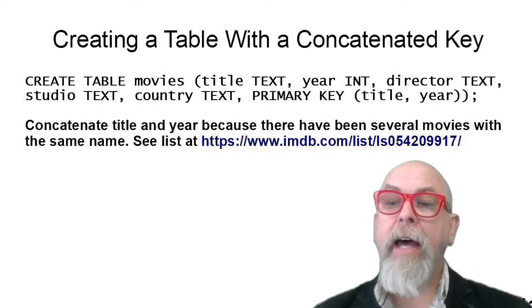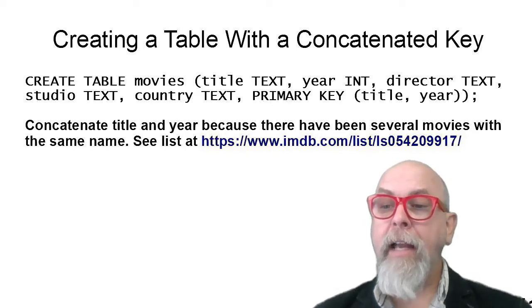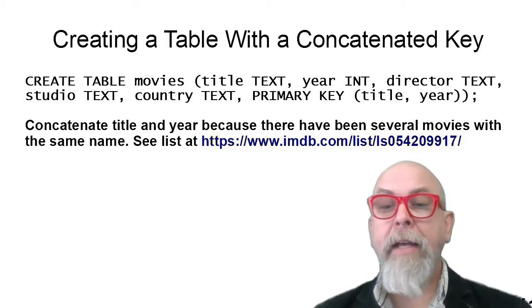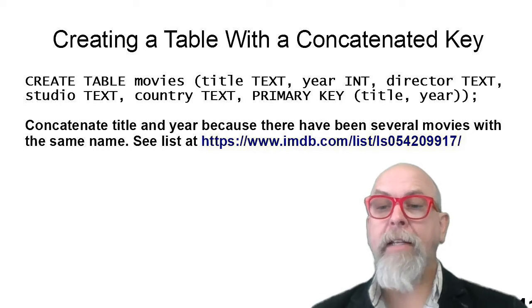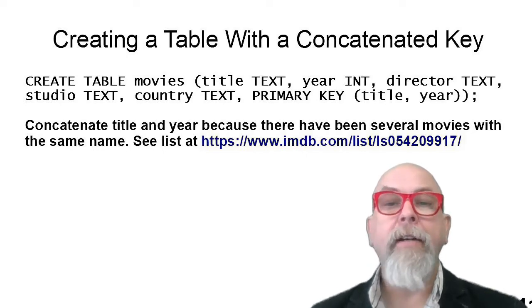You can see that the title is a text, the year is an int, the director of the movie would be a text, the studio that produced the movie would be a text, the country where the movie was produced would be a text, and the primary key is the concatenation of title and year.